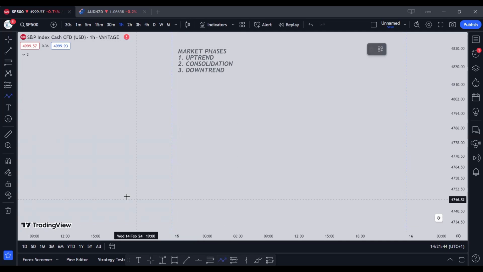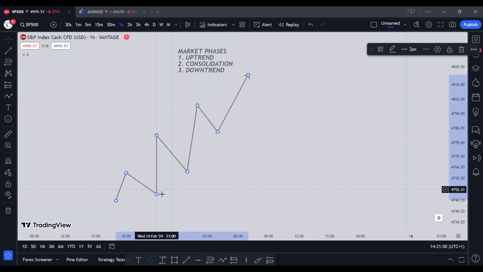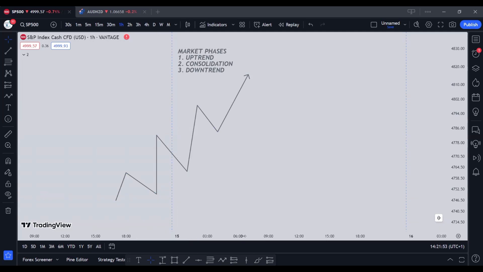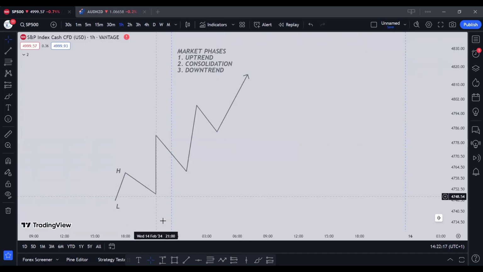Uptrend is when the market is just going up, right? It means the market is creating higher highs and higher lows. What do I mean by this? This is a high, right? And this is a low. Right? This is a higher low, right? And this is a higher high.